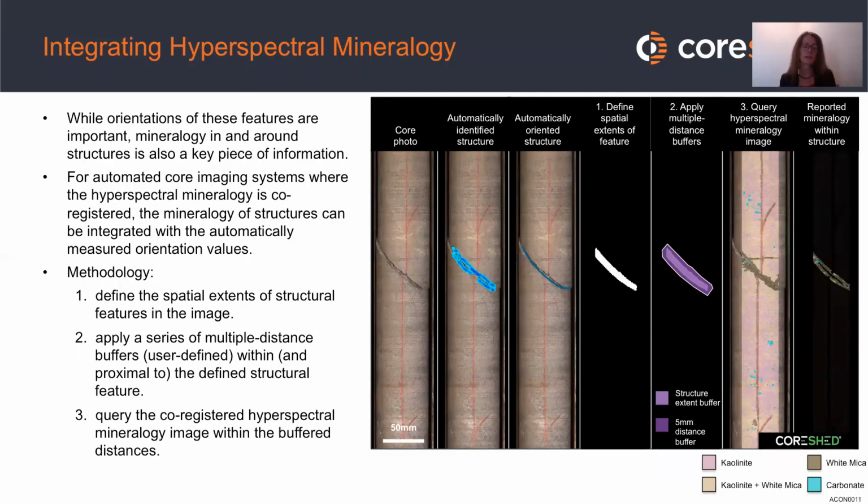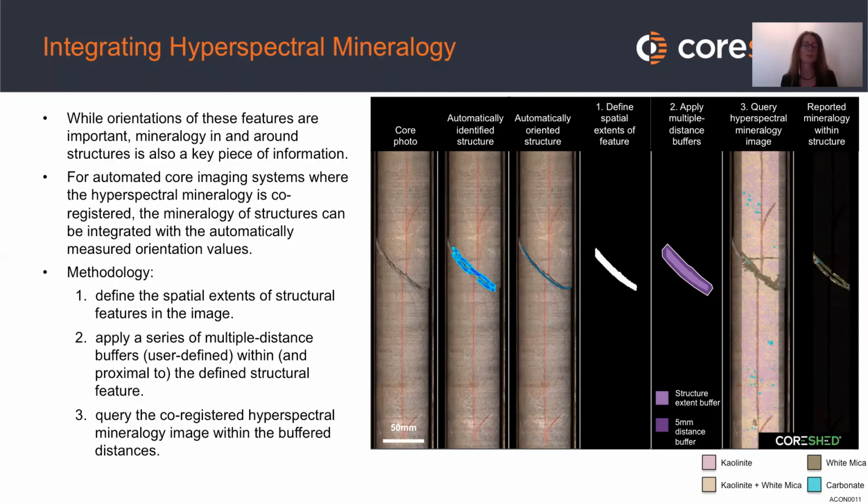So once we've oriented them, we can actually look at interrogating the hyperspectral mineralogy because all this information is co-registered, right? So we have mineralogy that's co-registered with the location of the structures. And we do that through three primary steps. The first is to actually define the spatial extents of the structural features that have been identified in the image.